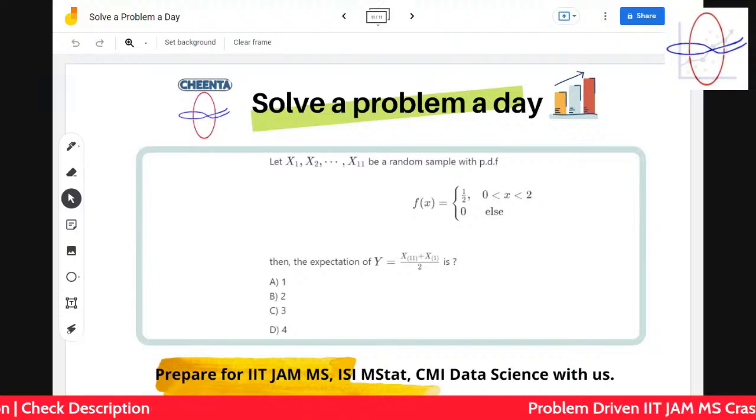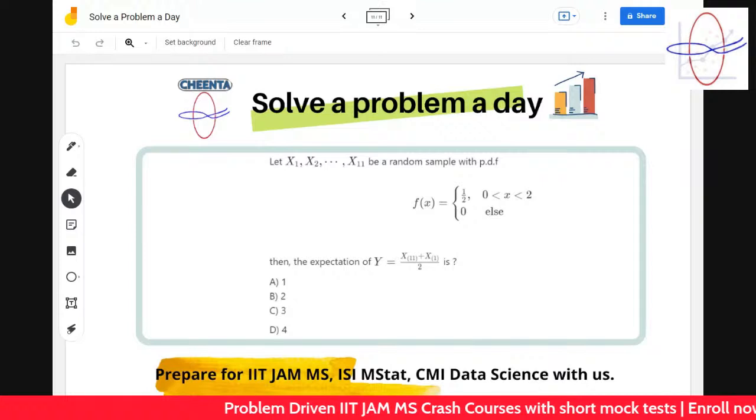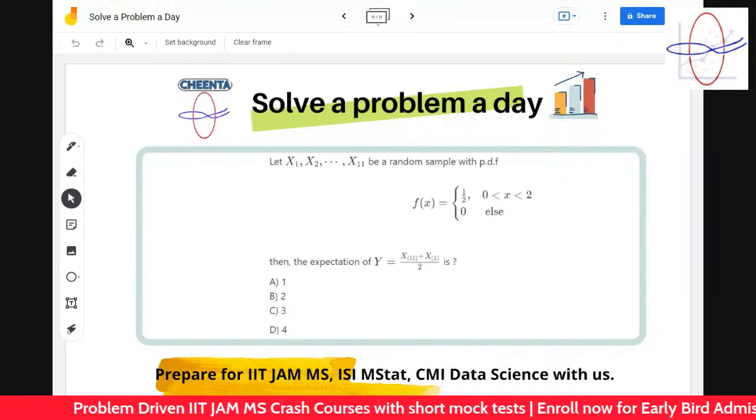So we are here with today's problem, and in fact, it was given in the past days. So we are discussing the solution. Let's get started with the problem.